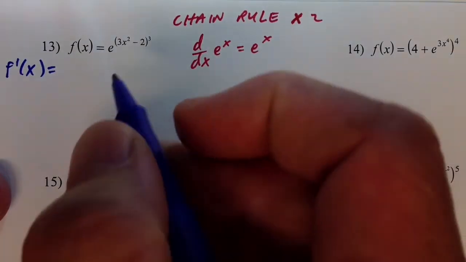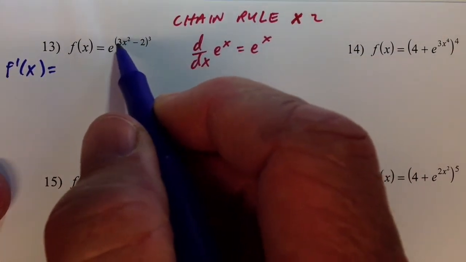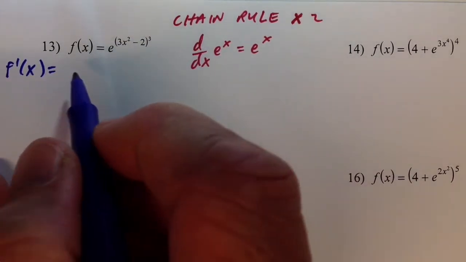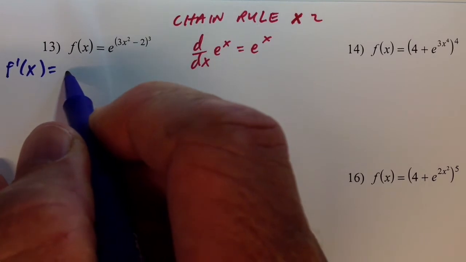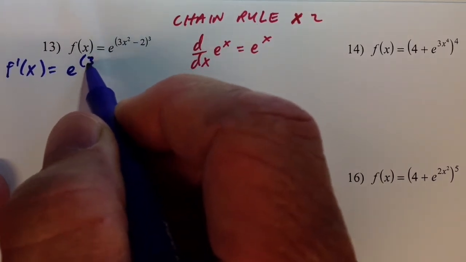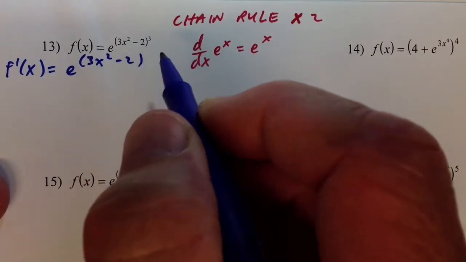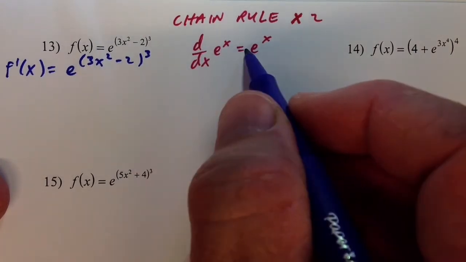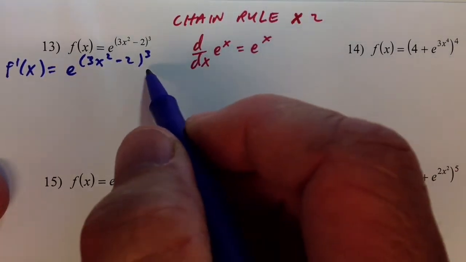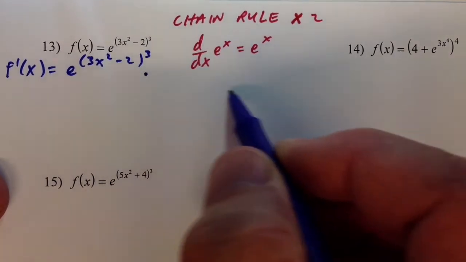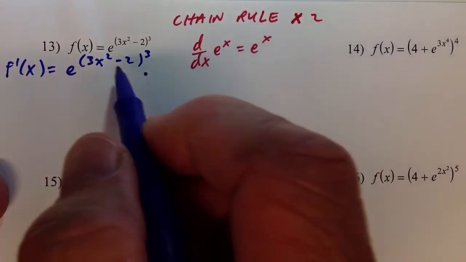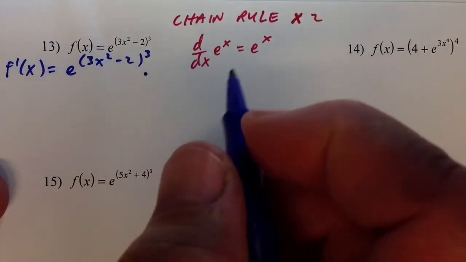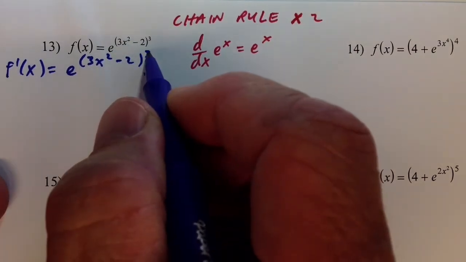Number 13, we can see that the inside function is the exponent. The outside function would be the e. So when you take the derivative of the outside, it's just the same exact thing that you see sitting right there in front of you. So we have e to the (3x squared minus 2) to the third power. But then again, we have to multiply by the derivative of the exponent. That would be the inside function, the derivative of something to the power of 3.